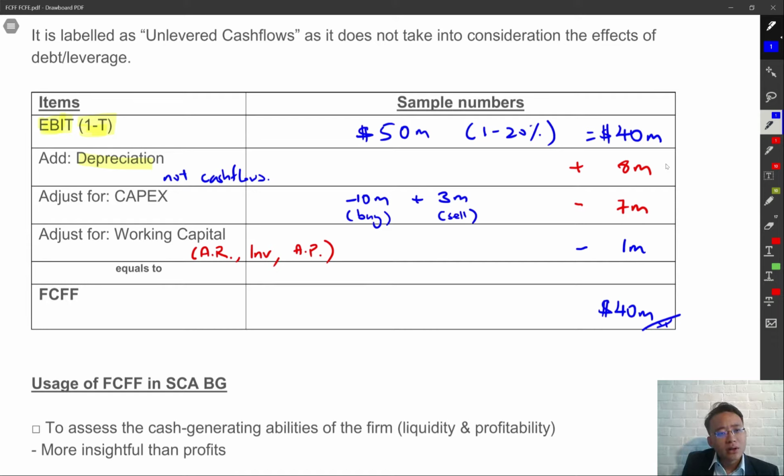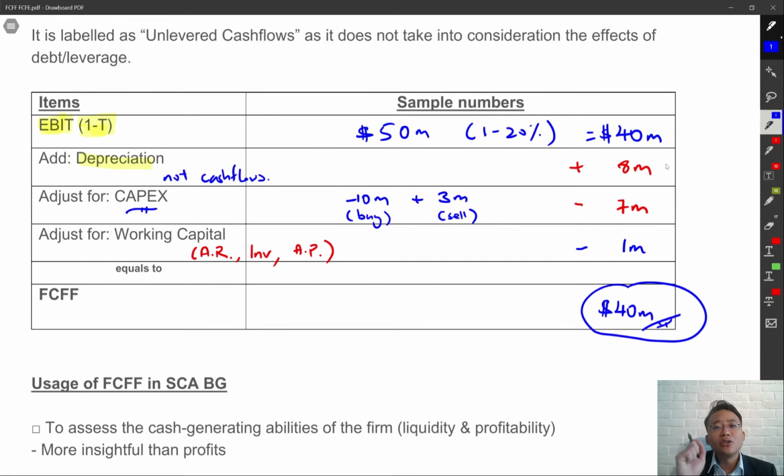Next, capital expenditure or capex consumes cash. Buying a factory, buying a machine, it takes cash. So I will put that in. And I will also put in working capital, which consumes cash as well. We have to set aside cash for working capital. And at the end of the day, for the year, I have $40 million.